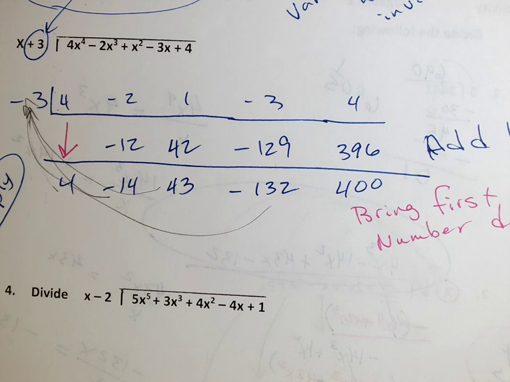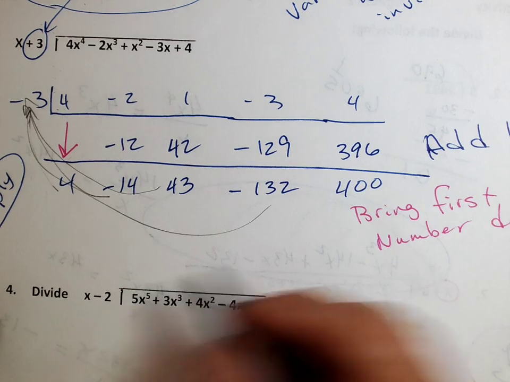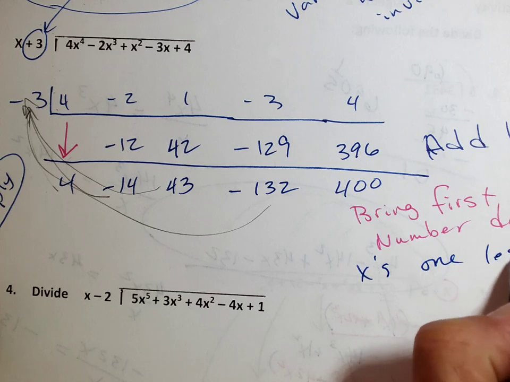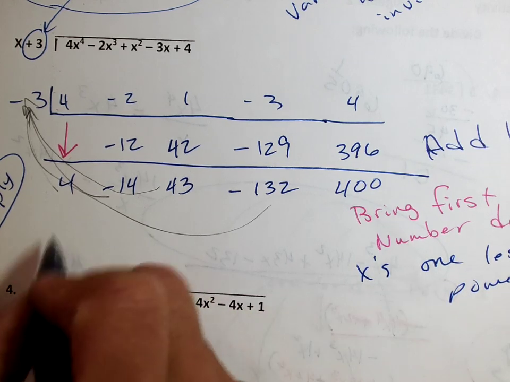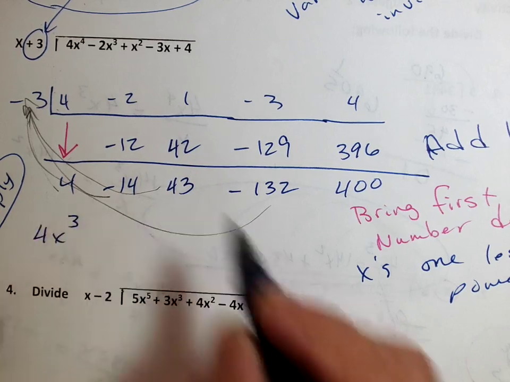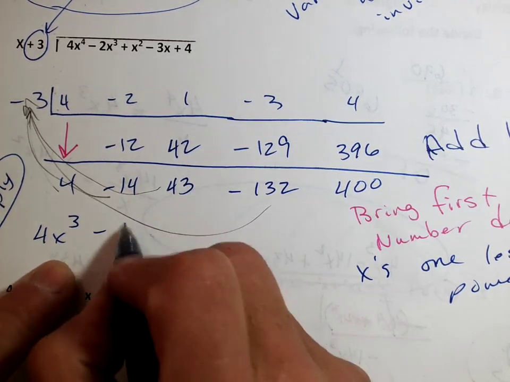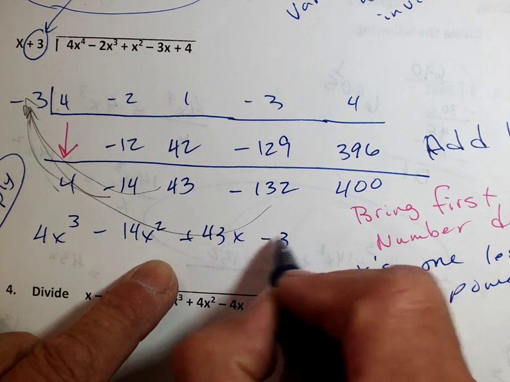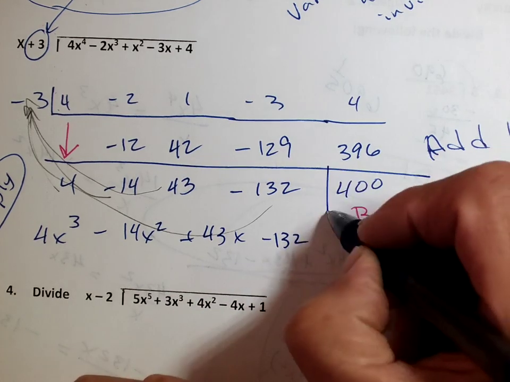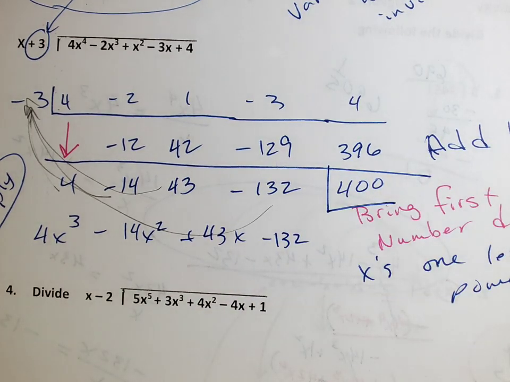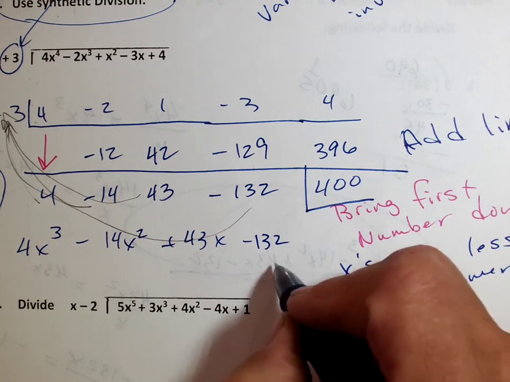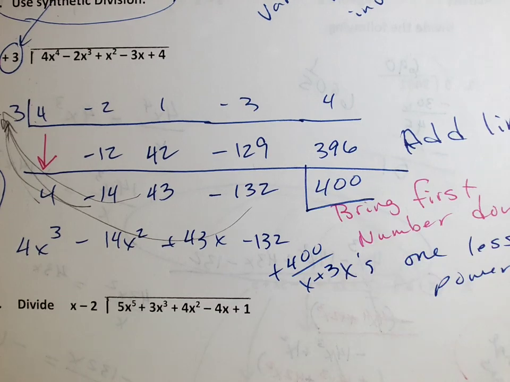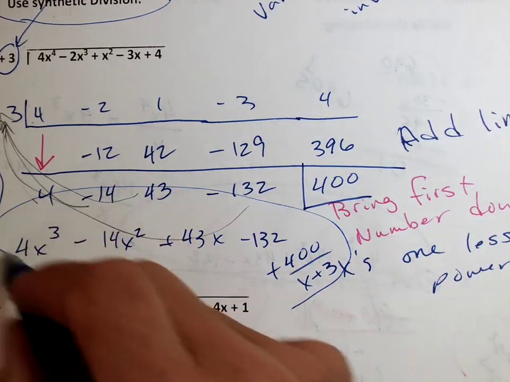So my answer is going to be, the x's are going to be 1 less power. So here's my answer. It is 4x cubed, 1 less power, minus 14x squared plus 43x minus 132. What do you do with the 400? It's a remainder. So put a little box there. It's a remainder, right? So we go plus 400 over, what did we divide by? X plus 3.